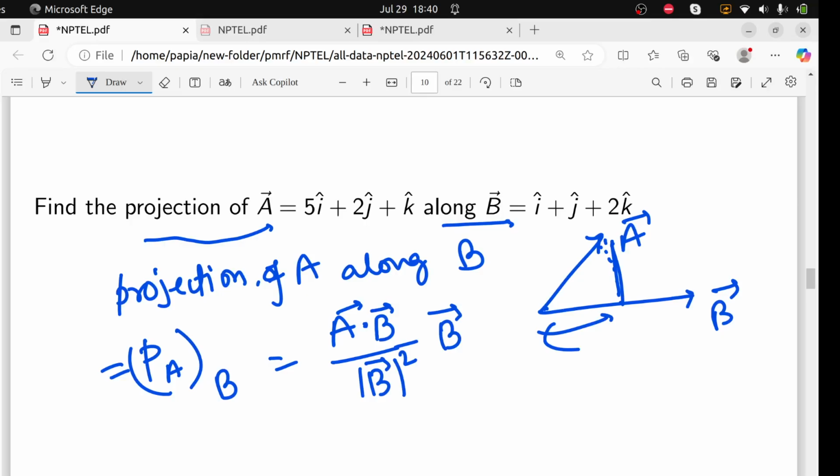If I change the question to the projection of B along A, then in this case it will be A dot B divided by mod A square, into the A vector.